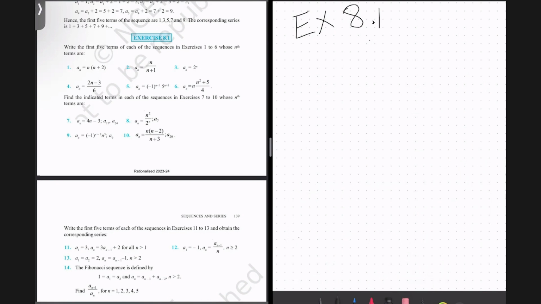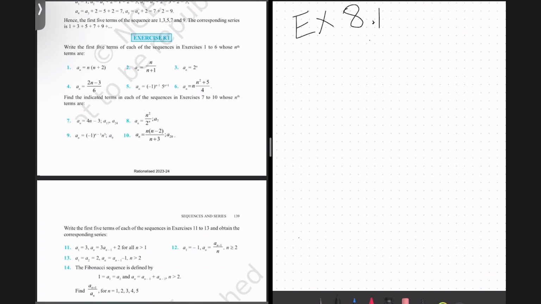Correct. So for the next questions, which are in the range of question number 7 to question number 10, we need to find the indicated terms in each of the sequences in exercises 7 to 10 whose nth terms are given. So we have been given a particular rule, and based upon that rule, we need to calculate the term that is associated with that particular sequence. We are given the rule, we are given the term number that we need to find, and that is what this question stipulates.